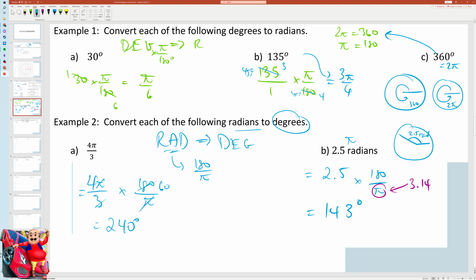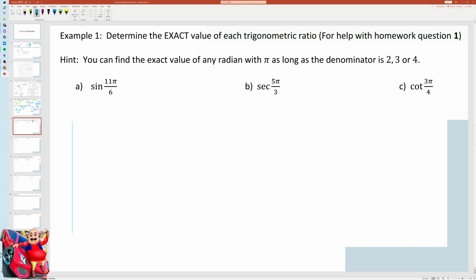Now, there were some examples in lesson 2 that I'm kind of skipping here because for the most part, we're just going to see them done in lesson 3. In lesson 3, here we go. Determine the exact value of each of the trigonometric ratios. You can find the exact value for any radian with pi as long as the denominator is 2, 3, 4, or 6. So let's have a look at the first one. Determine the value of sine of 11 pi over 6.